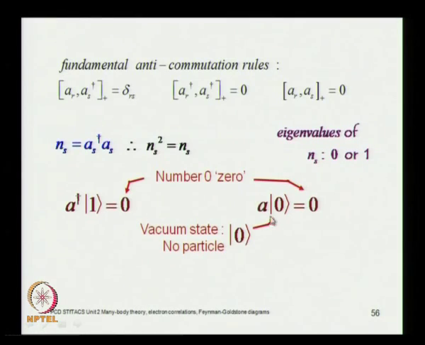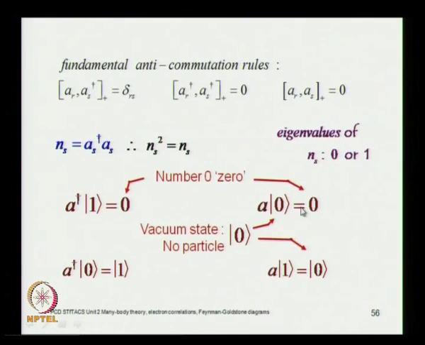If there is no particle in it already, you cannot destroy a particle out of it. So, A, the destruction operator operating on the vacuum state, will give you the number 0. So, keep track of the difference between the number 0 and the vacuum state. The vacuum state is a vector in the occupation number state, the number 0 is the arithmetic 0 which ancient Hindu mathematicians invented. Okay, so, these are two different things.